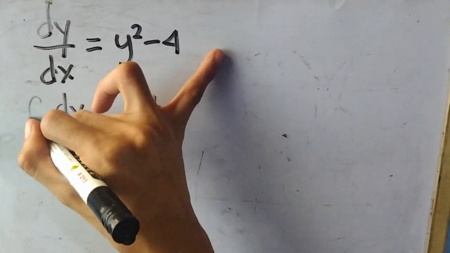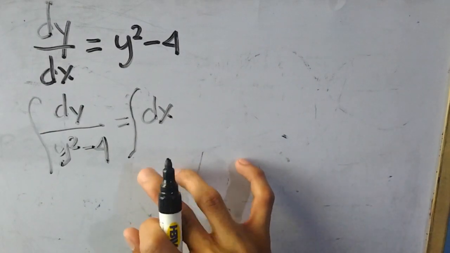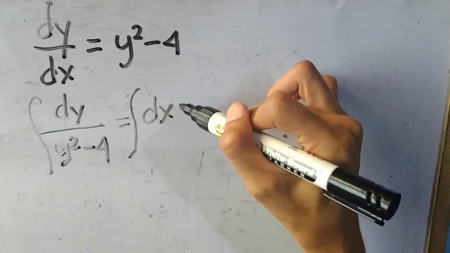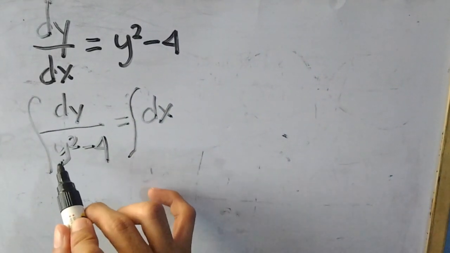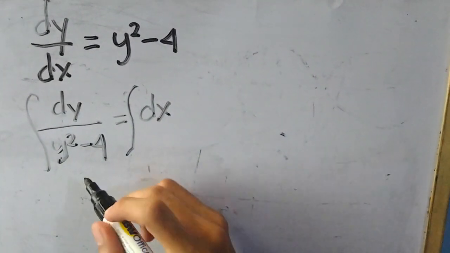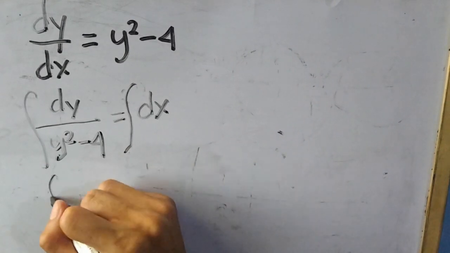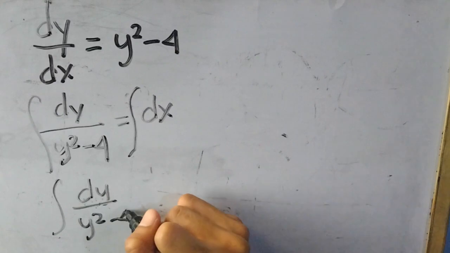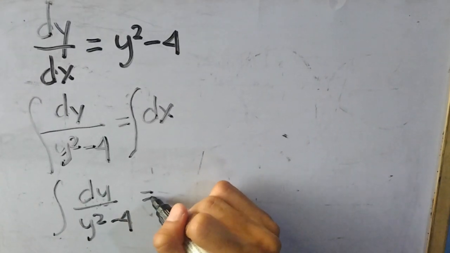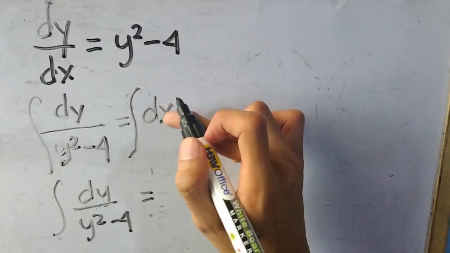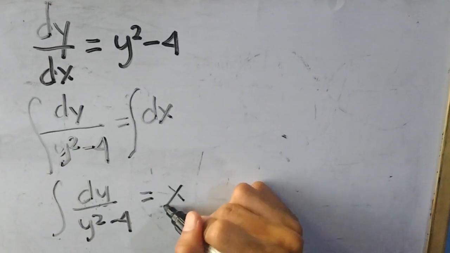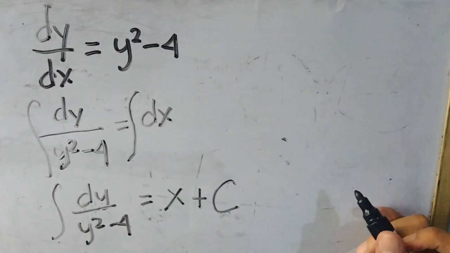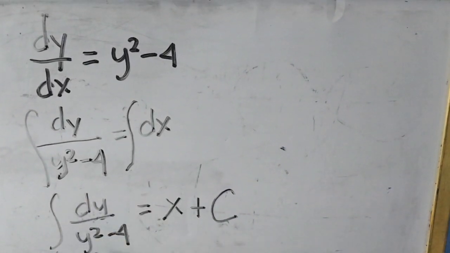It will be integrable. We will first integrate this one because it is easy and this one is much more complicated, so we'll do it last. So dy over y squared minus 4 equals, if we integrate dx, it will be x, and we will not forget the plus c.